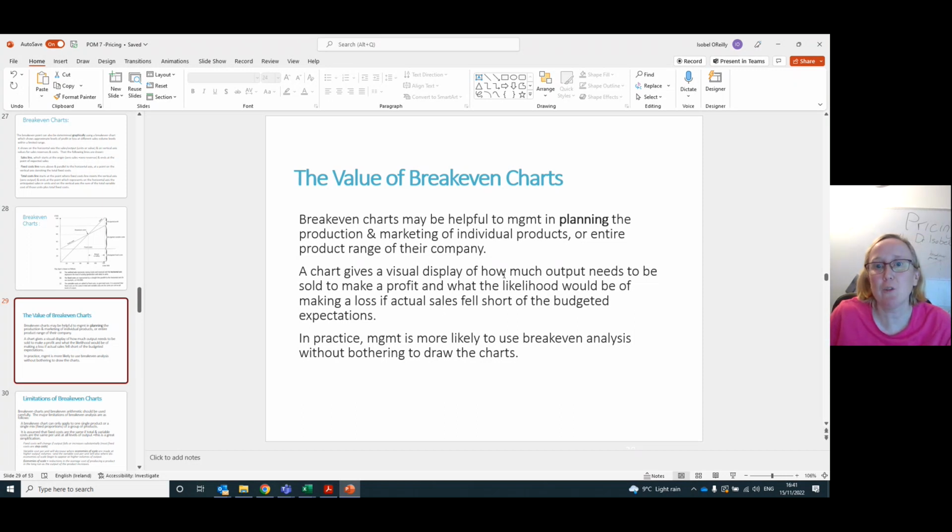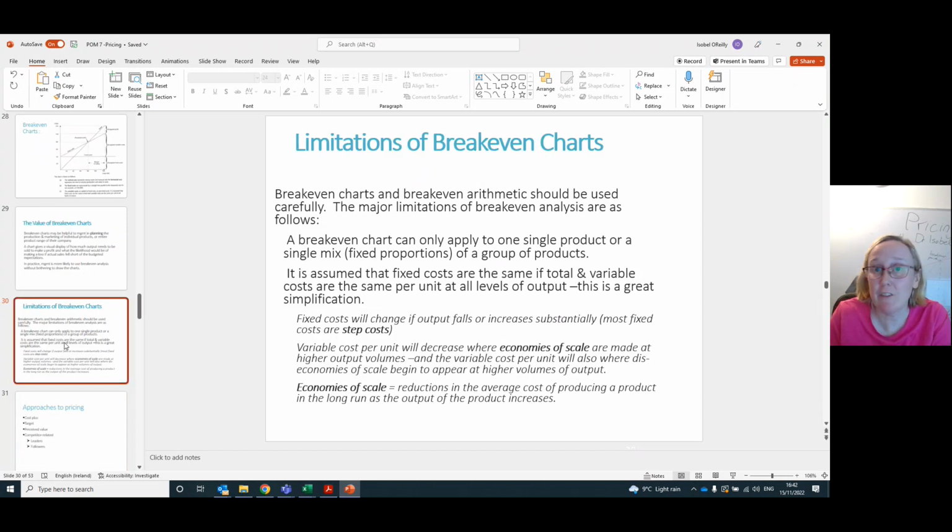So the chart gives the visual display of how much output needs to be sold to make a profit, and what the likelihood would be of making a loss if actual sales fell short of the budgeted expectations. So they would have like 3 options, perhaps, showing what the different projected sales would look like in terms of break-even points. In practice, management is more likely to use the analysis without bothering to draw the chart. Again, they don't need the visual if they're used to looking at all these numbers.